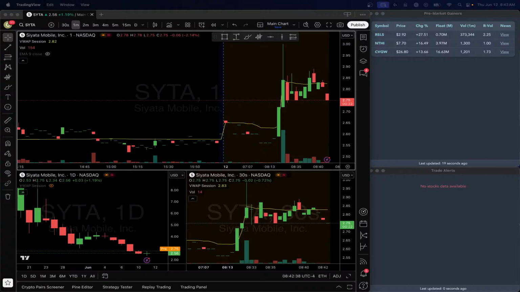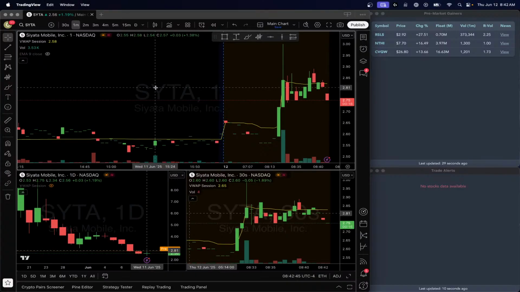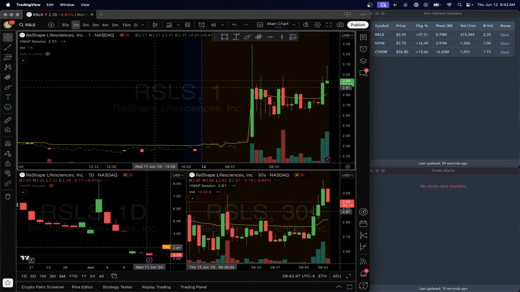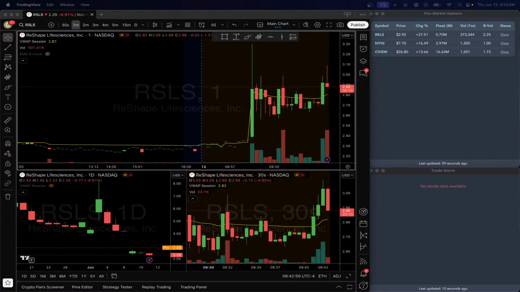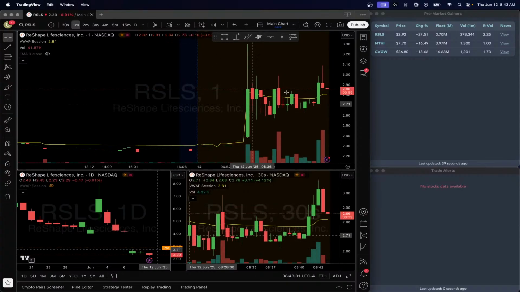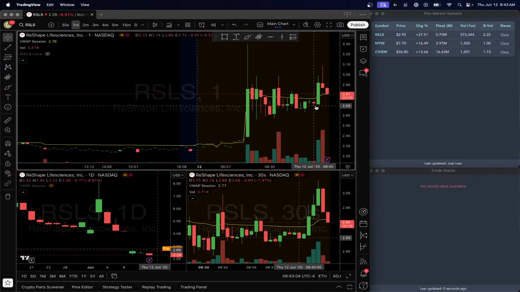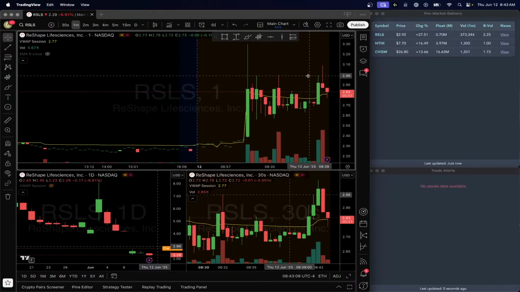All right, RSLS is moving. Could have gotten yourself about 10, 15 cents on that. RSLS. 1 cent, 2 cent spread on RSLS. If you got it on the pop there, about 80 cents, 90. Yeah, you could have made 20 cents.